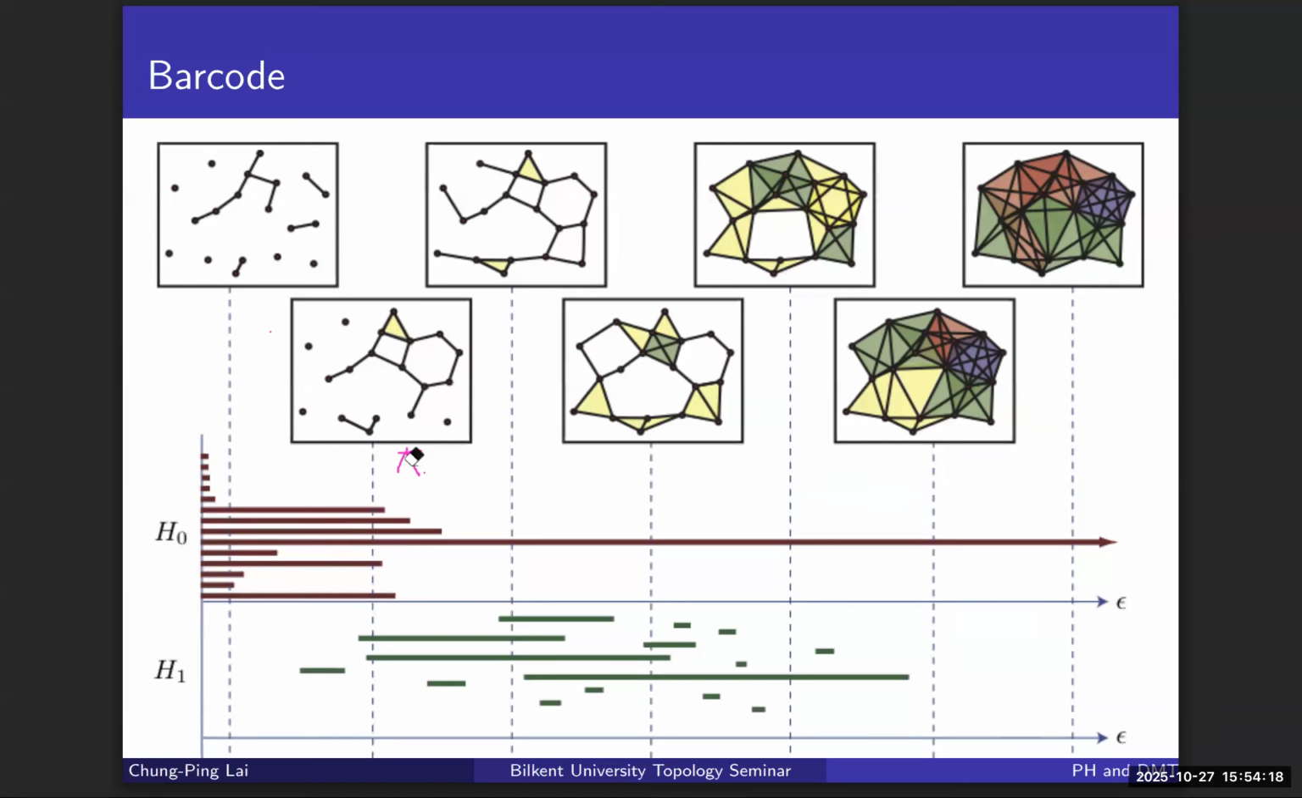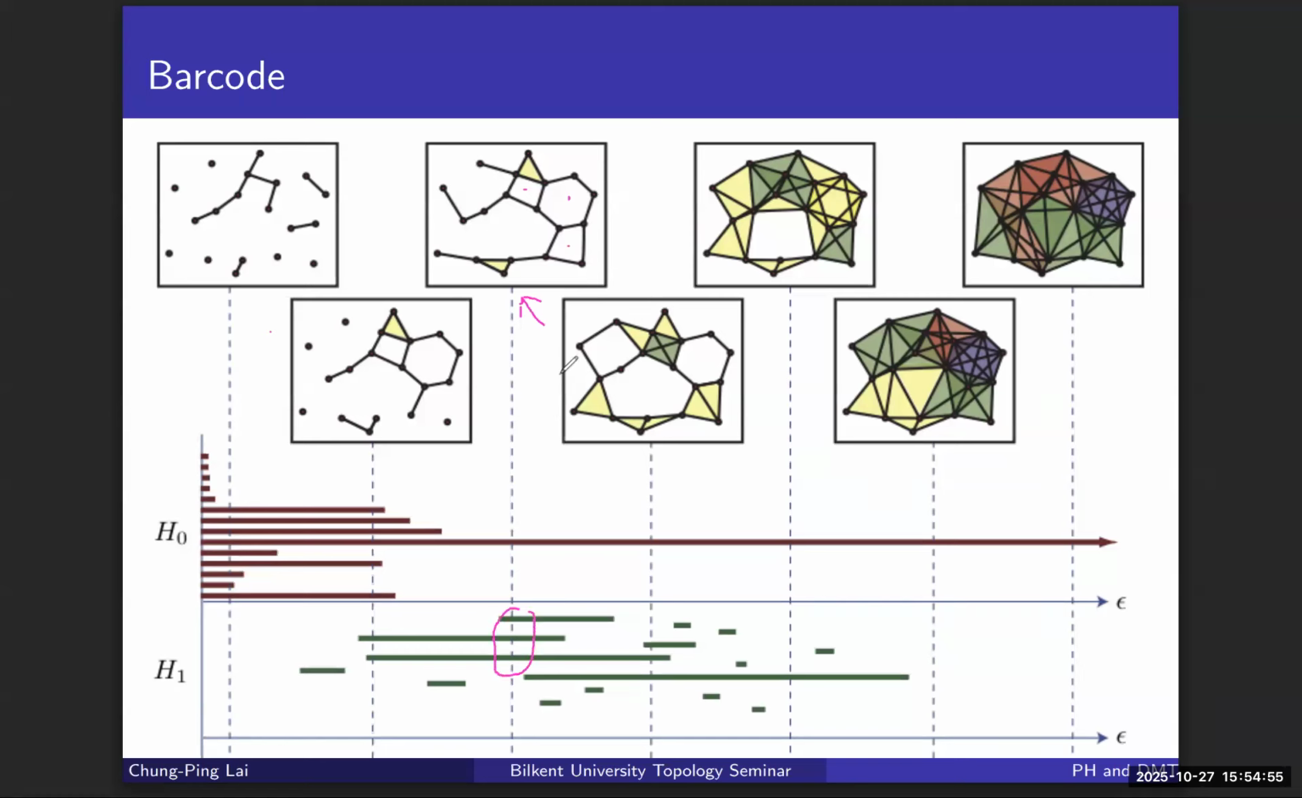And next, let's look at another frame. We can look at this frame. Now there are three H1 components. We have a square here, and then we have a hexagon here, and then we have another quad, I forgot, a fourgon I guess, here. So we have three cycles. So the H1 looks like this.